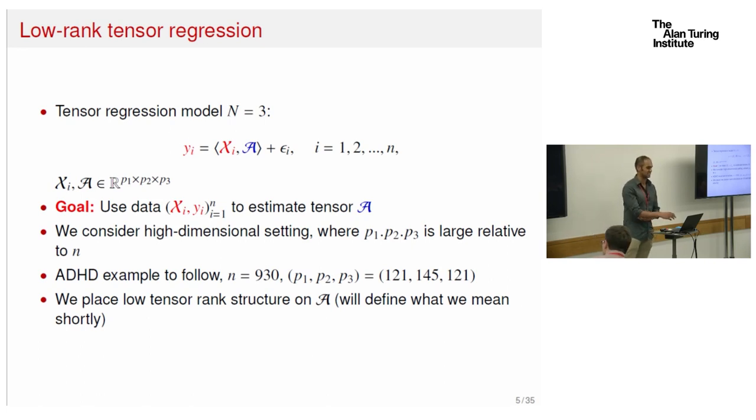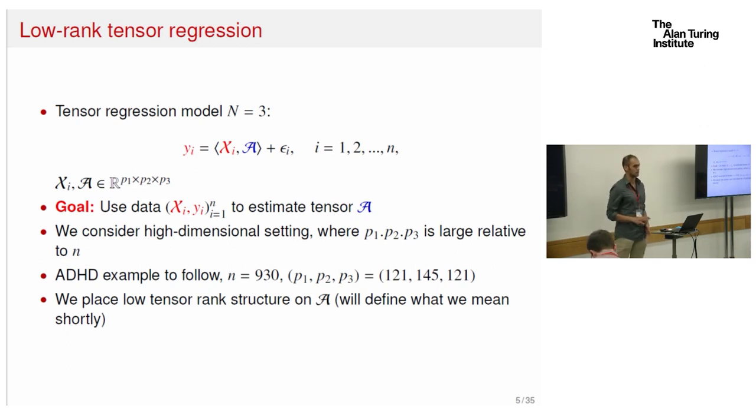But I guess what makes it very statistical is that we assume this linear model. And so we consider the setting where we're high dimensional, so the number of samples is small relative to the number of parameters, which in this case is the product p1 p2 p3.